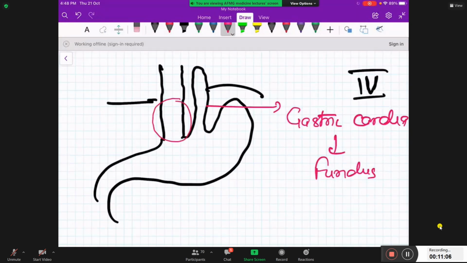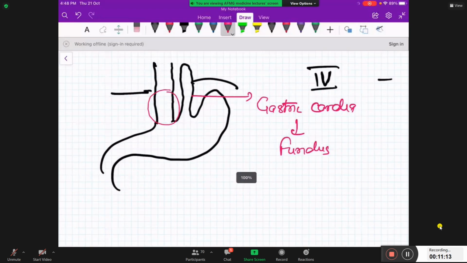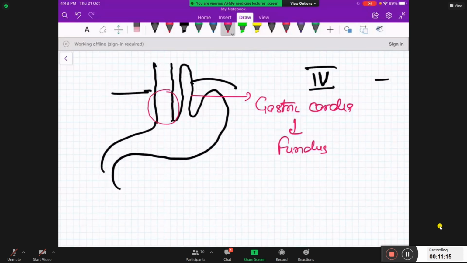Now, very important point. Where is it? Not in the stomach, in the abdomen. The esophagus is there in the abdomen. Okay, part of the stomach goes into the thorax.